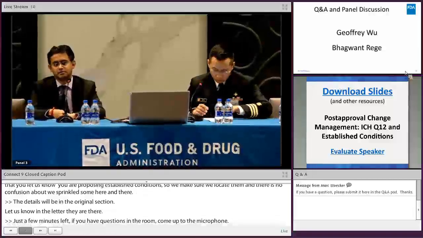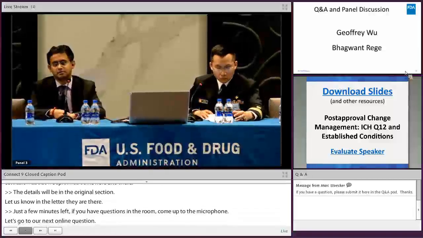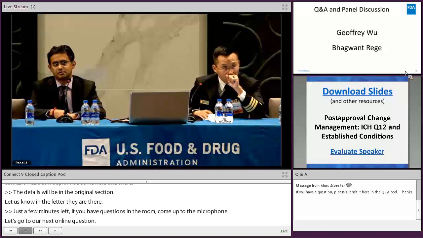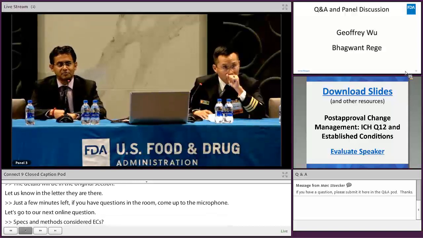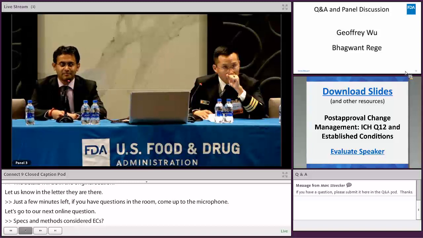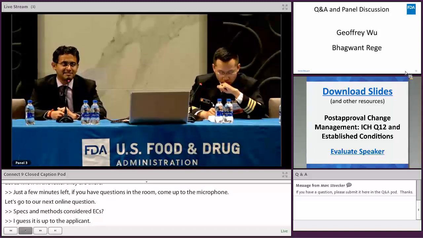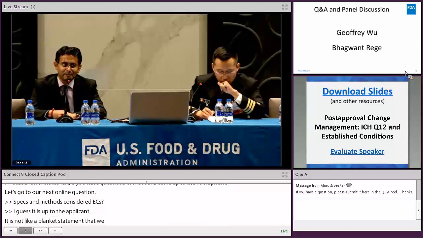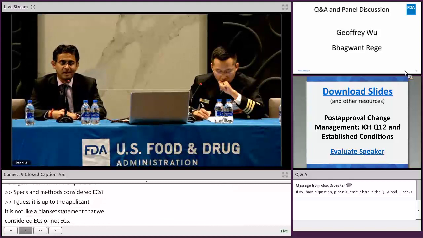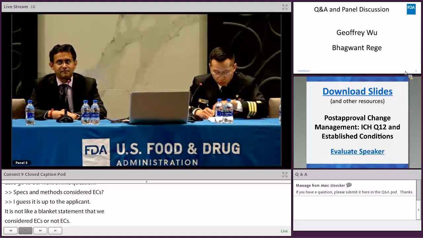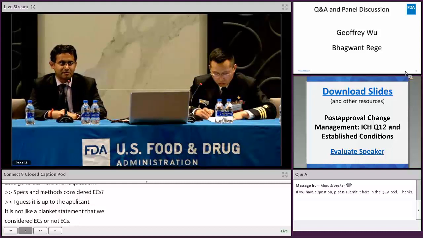Are excipients, specs, and methods considered ECs? I guess it's up to the applicant. It's not like a blanket statement with whether they will consider ECs or not ECs. So the applicant has to do their product development, do the risk assessment, and see if any particular excipient property is critical to product performance and how they've studied it, and then they have to justify whether it's an EC or non-EC, and then FDA will assess it and then approve the proposal.